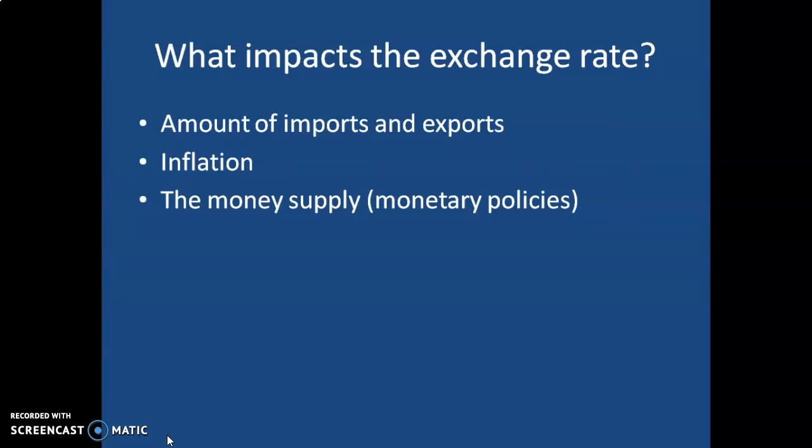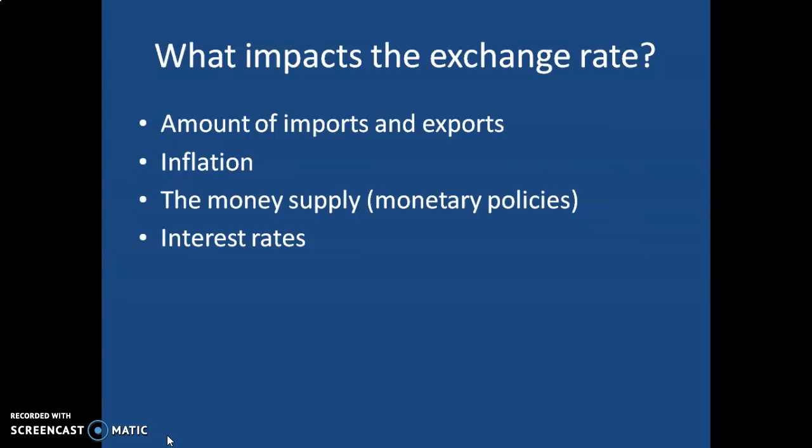The money supply. Here we're getting into simple supply and demand. If you have more money in a country, that's going to increase the supply of your money, and that's going to have a depreciating effect on your currency's value. On the other hand, if you restrict the growth of the money supply, that will have the effect of making your currency appreciate. So the bigger the money supply, the less the value of your currency.